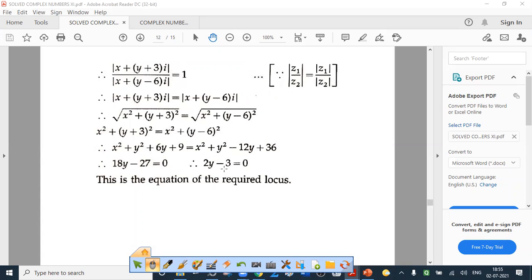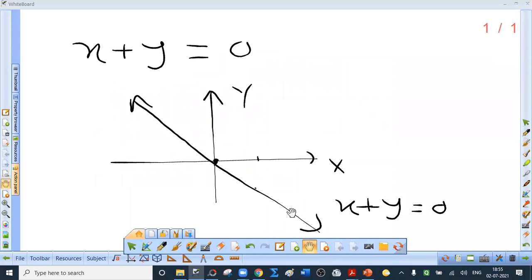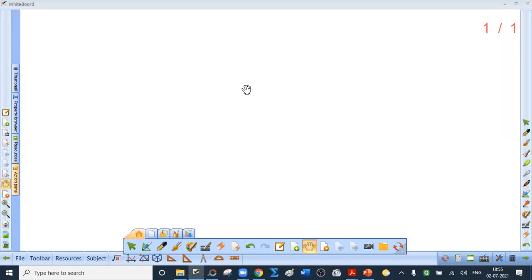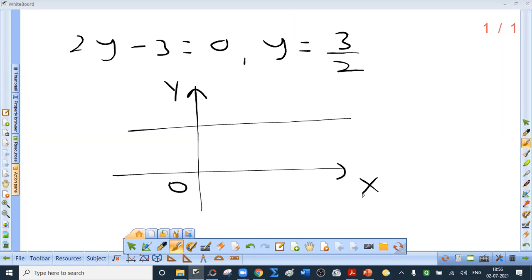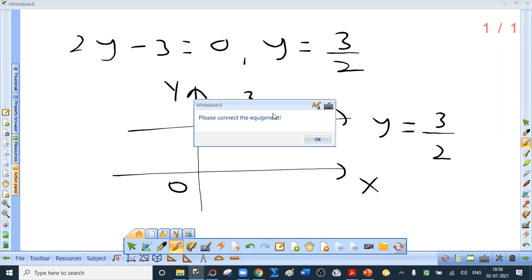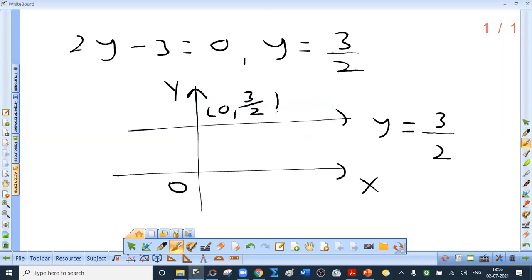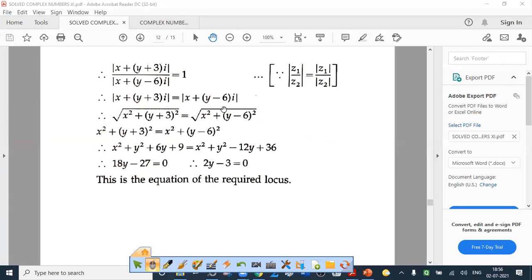2y minus 3 equal to 0. What does this equation represent? It represents a straight line. 2y equal to 3, right? 2y minus 3 equal to 0. So y equal to 3 upon 2. See, I'm explaining this because you had done the topic lines in 9th or 10th standard. See, this is the line y equal to 3 by 2. It is parallel to x-axis. Take any point on this line. Its x coordinate varies, but y coordinate remains the same.